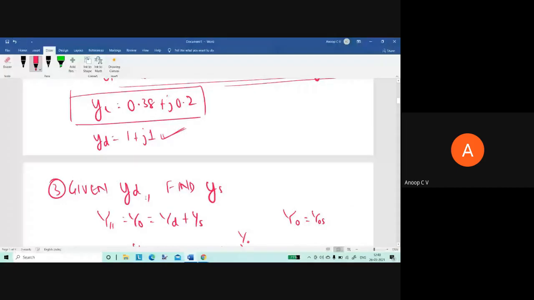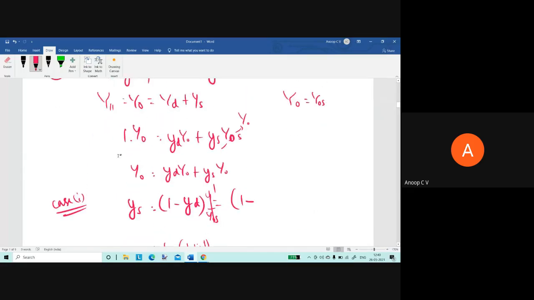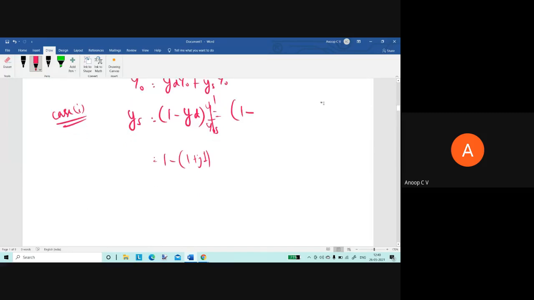Then given YD, I have to find YS. For that, I should use this expression. Y11 is equal to Y0, that is equal to capital YD plus capital YS. That is 1 into Y0 is equal to small yd into Y0 plus small ys into Y0S. This Y0S is equal to Y0, so I'll get YS is equal to 1 minus YD. This is case 1. Yesterday we discussed case 1. When Y0 is equal to Y0S, you can straight away write small ys is equal to 1 minus yd.